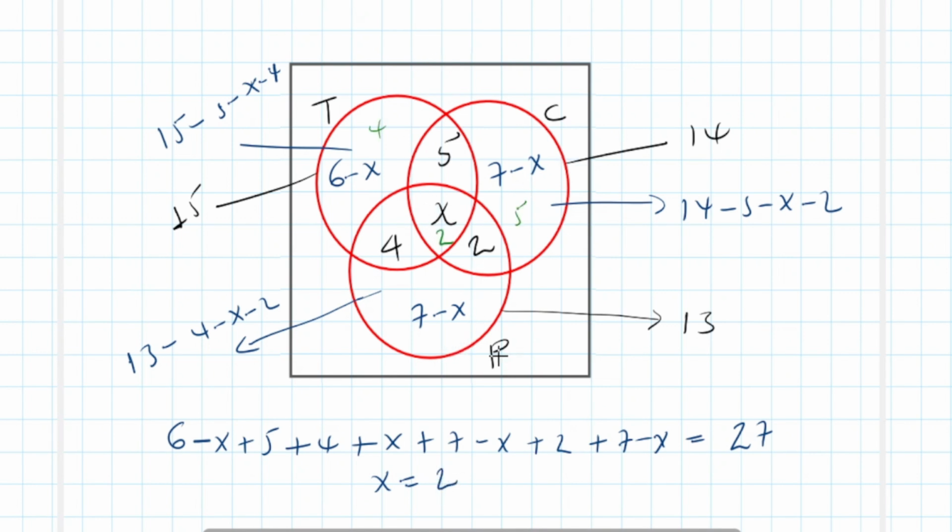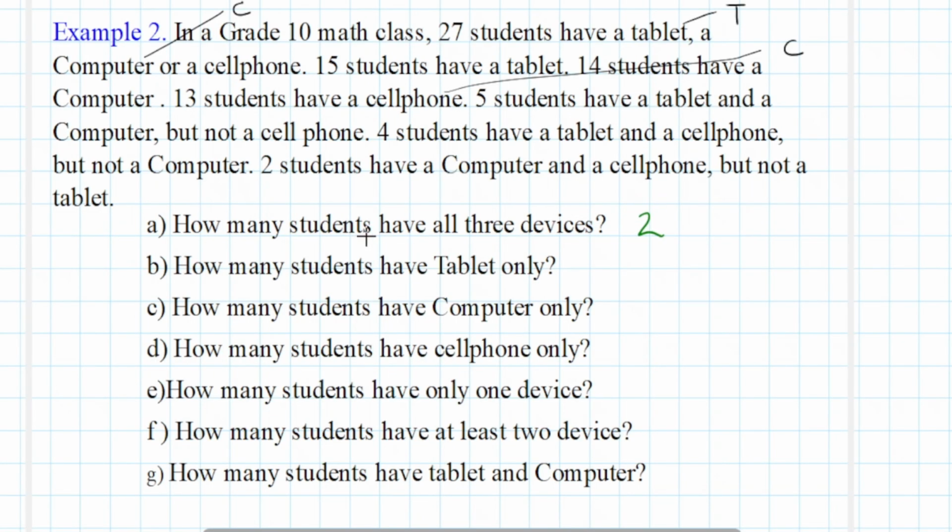Now this is 2, cell phone only is 5, students who have all three devices 2, students who have tablet only is 4, students who have computer only 5, students who have only one device 10, students who have at least two devices is 13. How many students have a tablet and a computer? Which is 7.